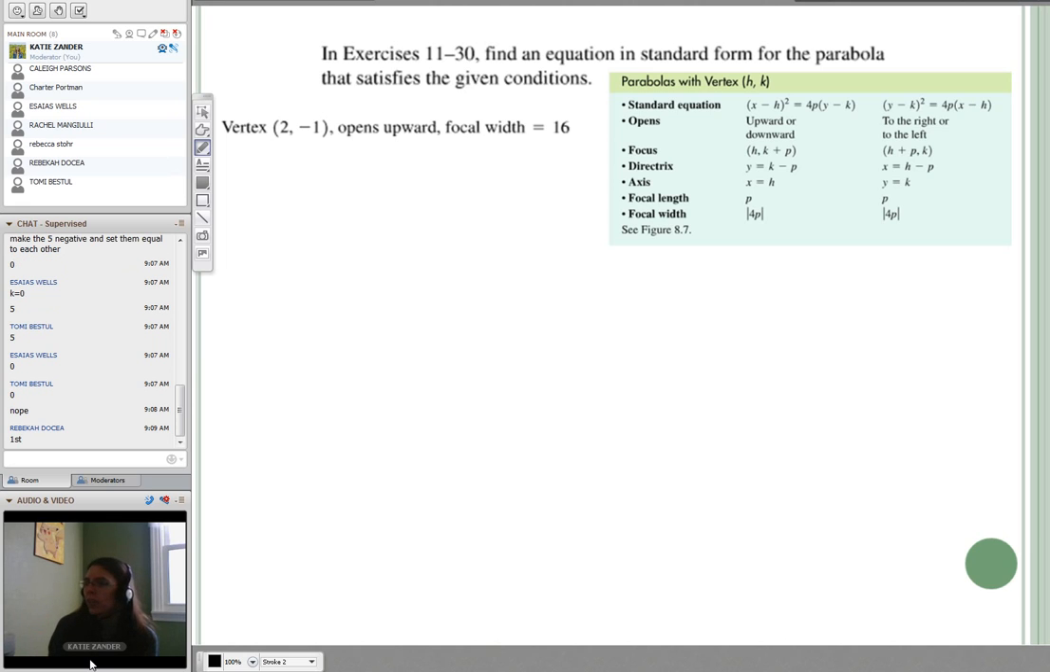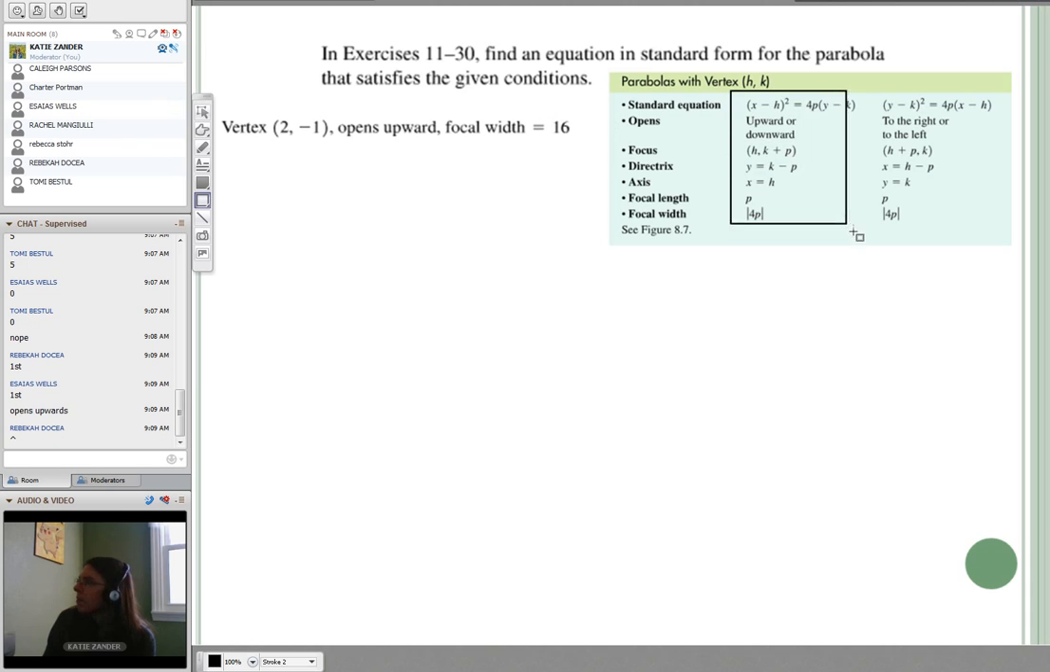1 or 2? So Rebecca says the first column again. Anybody agree or think we need to use column 2? Isaias is going to agree. What made you guys say column 1? You are correct. It is column 1. The opening upwards tells us that we have to use this column 1 information.